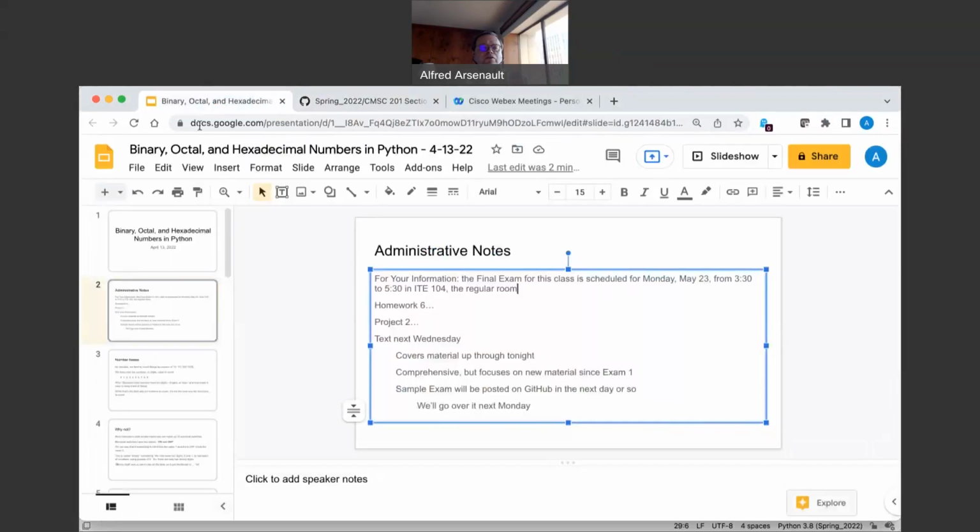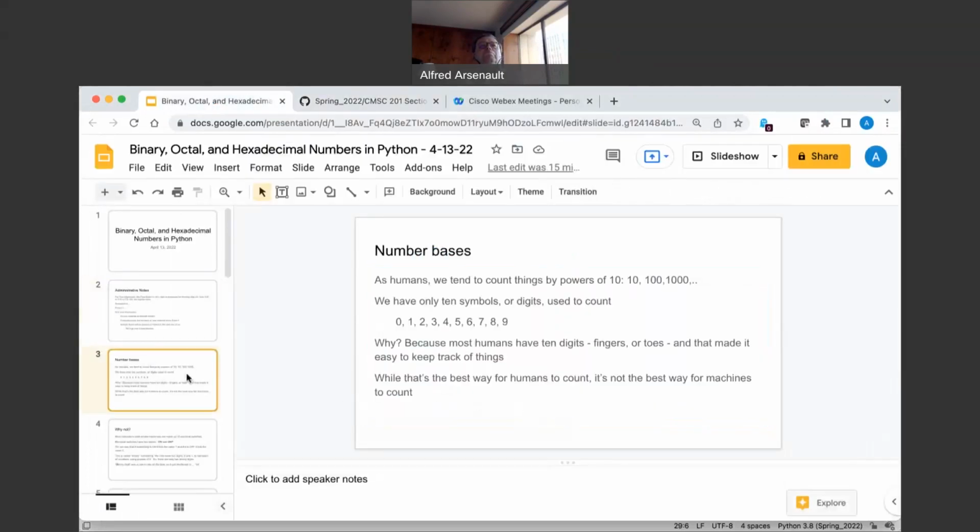So today's lecture, as I said, is numbering bases with computers. As humans, we have generally always done things in powers of 10. We count 10, we count 100, we count 1,000. We have 10 symbols used to count. Any number can be expressed in a combination of the 10 digits 0, 1, 2, 3, 4, 5, 6, 7, 8, 9. The reasons we do this are fairly obvious. Most humans have 10 fingers. Most humans have 10 toes. Therefore, that seemed a natural way to keep track of things, using your fingers.